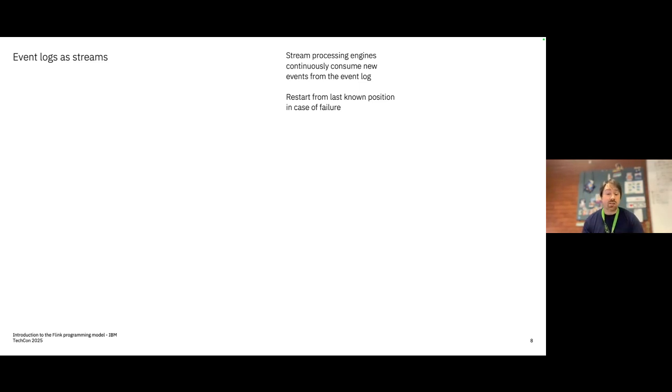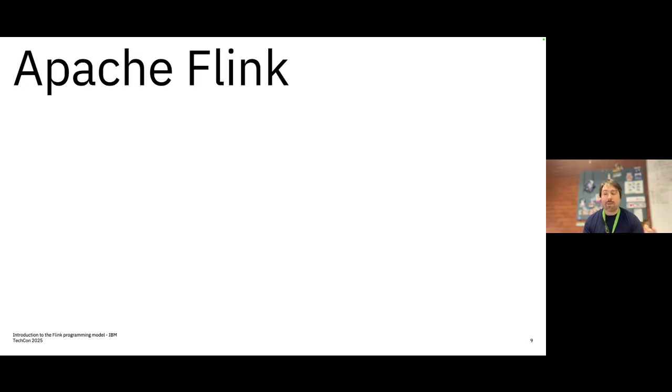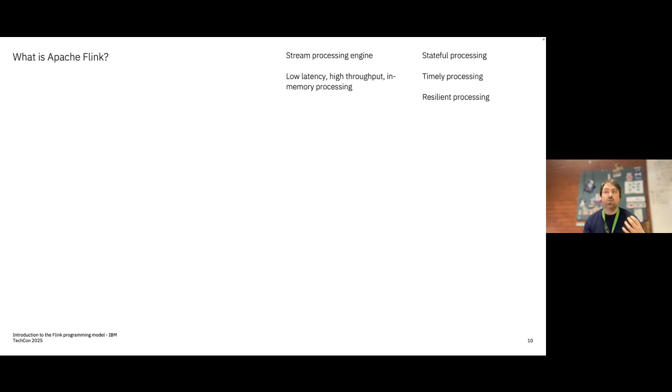And this also means that you can restart, as I said, from a known position in case of failure. So an event log that acts as the stream gives you some resiliency. Your stream processing engine can start running. If it hits an error, it can restart from where it were. And so this leads me to Apache Flink. Now, Apache Flink is a stream processing engine.